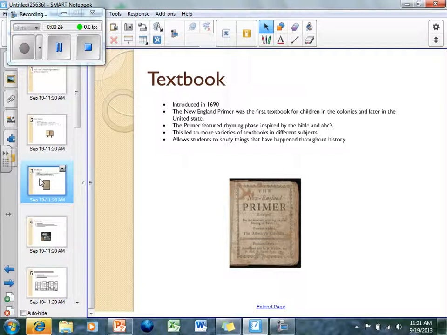In 1690, the textbook was introduced. The New England Primer was the first textbook for children, and it was later used in the United States. It featured rhyming phrases inspired by the Bible and the ABCs. It led to more varieties of textbooks in different subjects, and it allowed students to study things that happened throughout history.